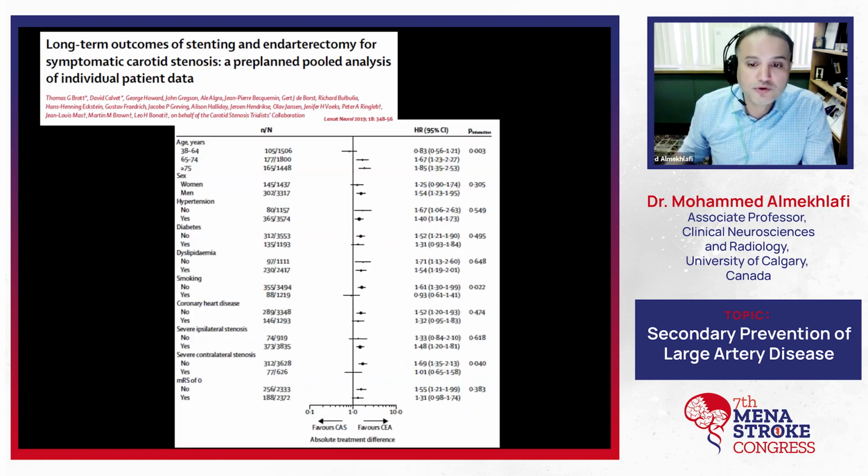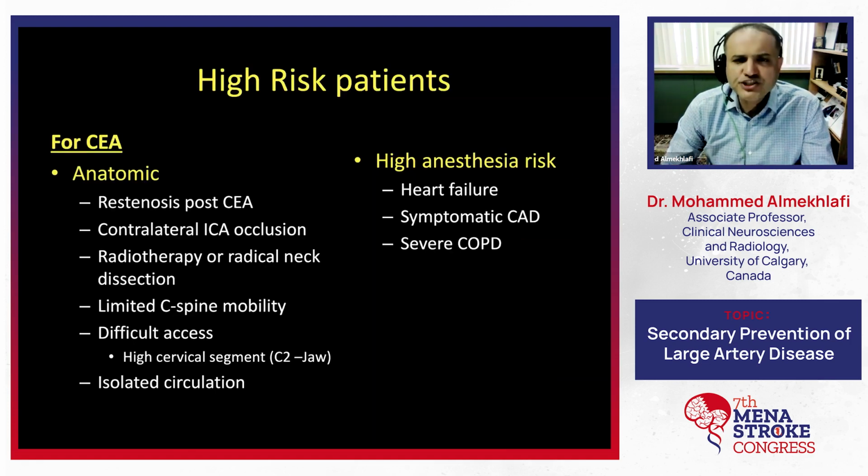When we look at the subgroup analysis, almost all of them seem to favor endarterectomy, and therefore my advice and the current guidelines support endarterectomy as the first line option, and patients who cannot undergo endarterectomy would be considered for stenting. Which patients are considered high risk for endarterectomy?